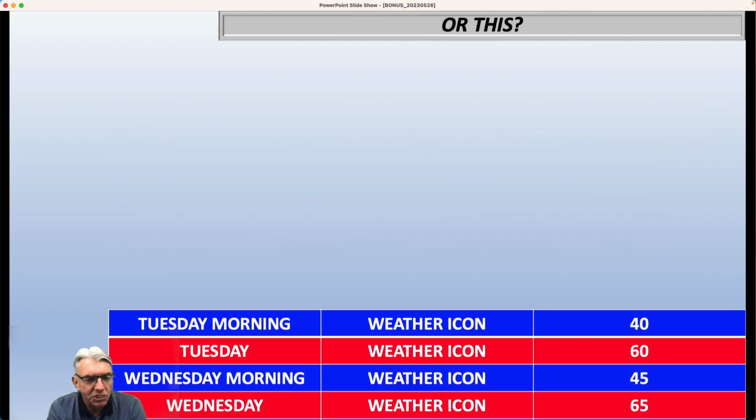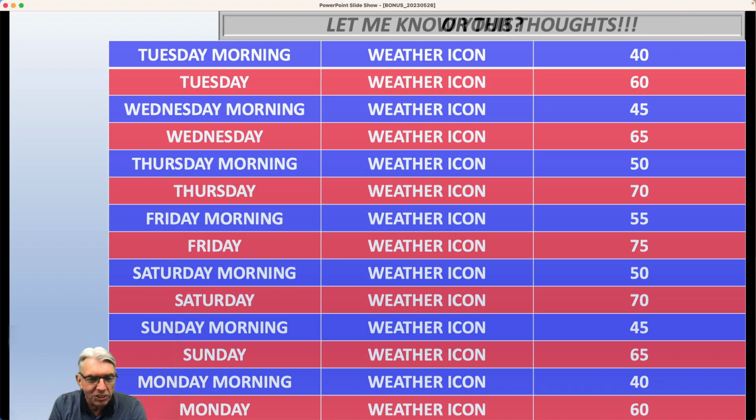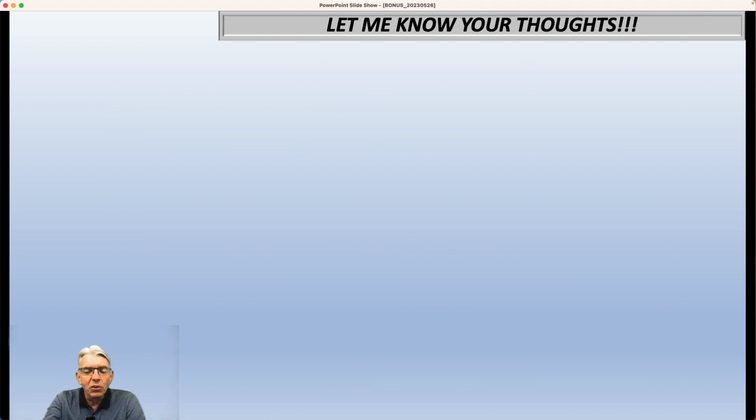Or what about this? We could do it, instead of vertically, horizontally, where we actually label it Tuesday morning and Tuesday, Wednesday morning and Wednesday, and we have a little weather icon that would show you what the weather would be like for both the night and the days. That's something we don't have a whole lot of room to do right now. And then the low and high temperatures would be off to the right, and you would see again they would be sequentially going down the page, and so you would be able to tell exactly what order all of that came in. Okay, so let me know your thoughts, okay?